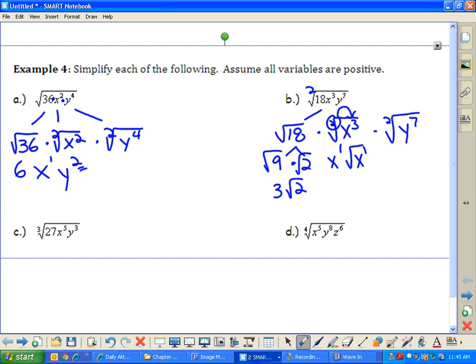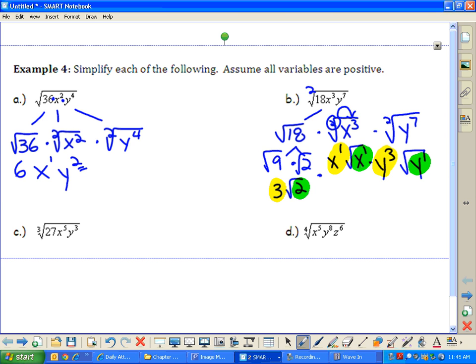x, root x. Let's do it again with the square root of y to the 7th. So you ask yourself, how many times does 2 go into 7? Last time I checked, that's 3 times, right? So it's y cubed, and then y to the first is left over. You do not leave me an answer that looks like that. That is what we call a mess. What you're going to go ahead and do is take everything that's outside the radical and leave it outside. And then everything that's underneath the radical gets placed underneath the same radical.